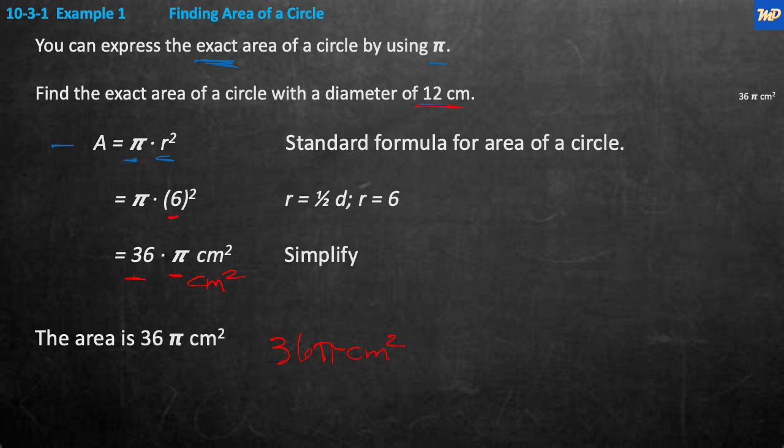We just can't do anything with the pi. You just leave it like it is, in the formula. In fact, we love to see it that way, because this is the exact area for a circle that has a diameter of 12 centimeters or a radius of 6 centimeters.